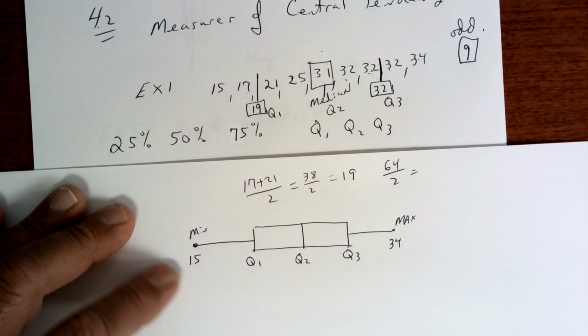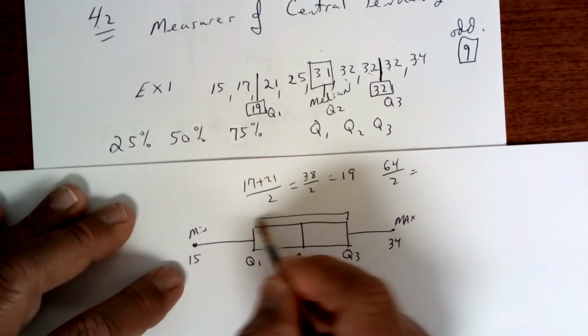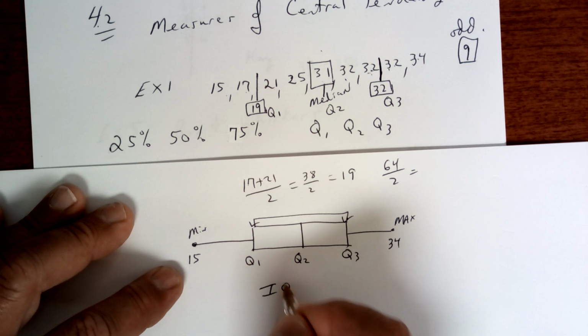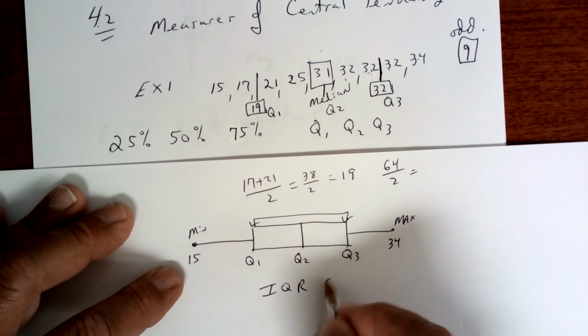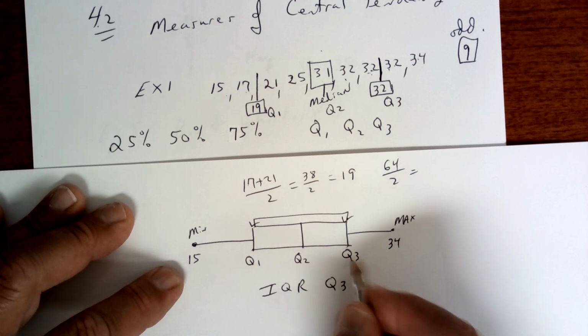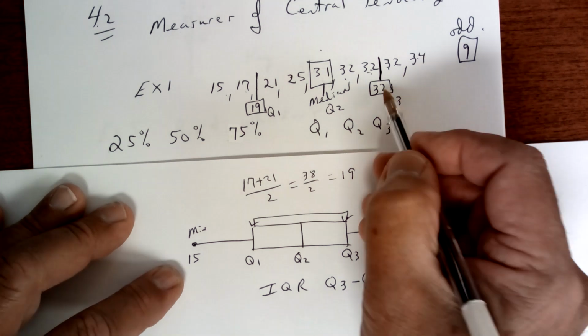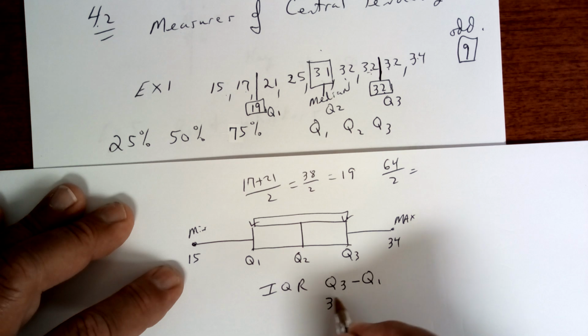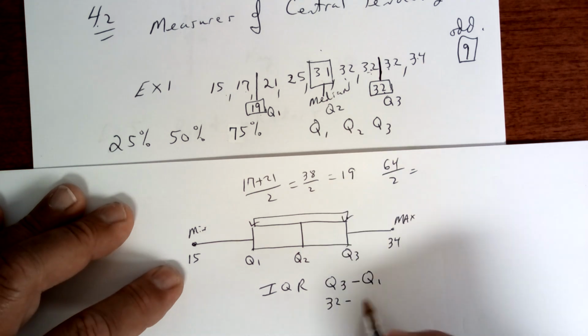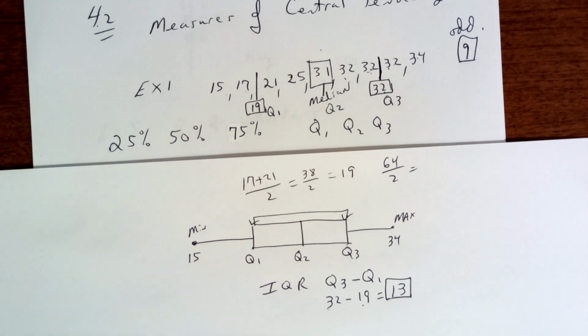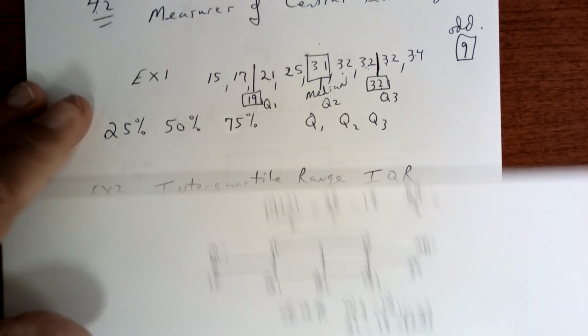Now from here to here is called the interquartile range. So the interquartile range would be Q3, whatever that number is, minus Q1. So in this case, Q3 is 32 minus 19. This is almost 20, so that's 12, so I guess it's 13. So the interquartile range is 13. And that's what we're doing here.